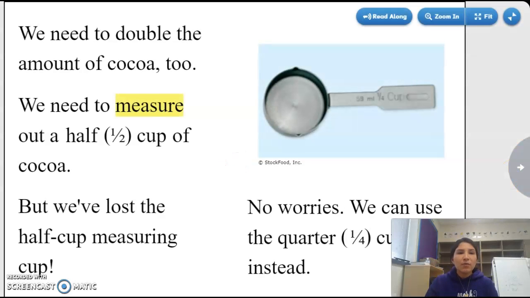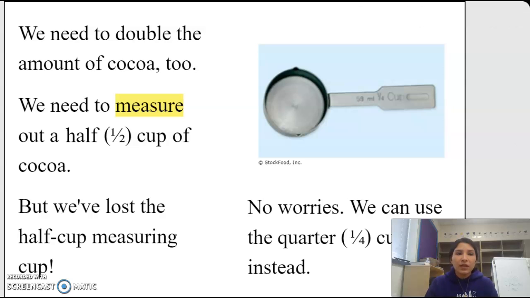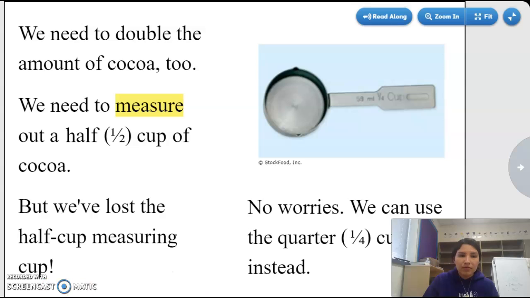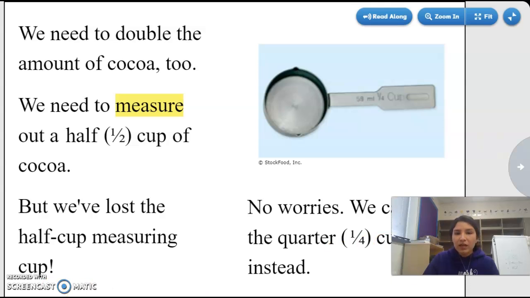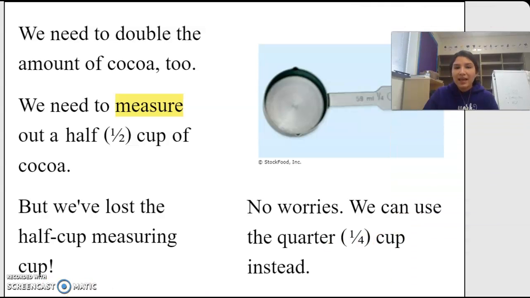We need to double the amount of cocoa too. We need to measure out a half cup of cocoa, but we've lost the half cup measuring cup. No worries, we can use the quarter cup instead.